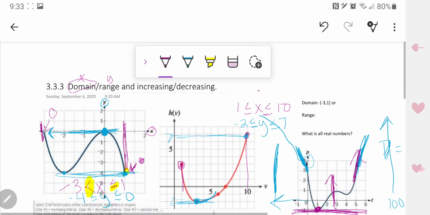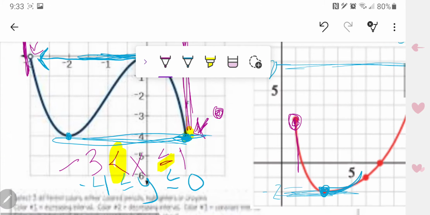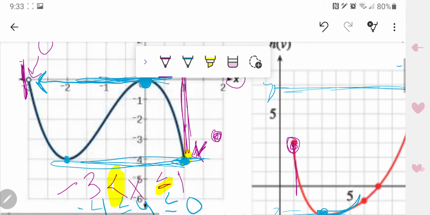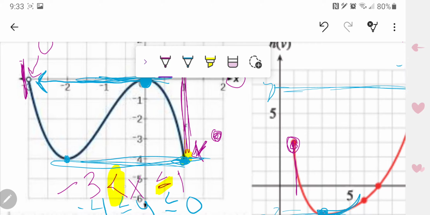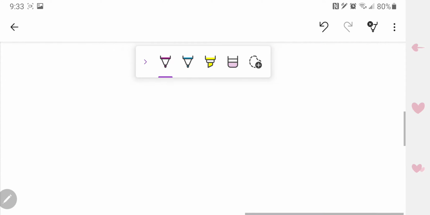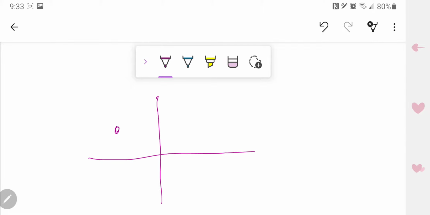So again, domain is your left and right, how far to the left, how far to the right, your X values go. So this one was -3 with an open circle. This one was 1 with a closed circle. I'm going to make one up over here. Let's say our graph went like this, and let's say that this is at -3, and this is at 2, so this is the point -3, 2.